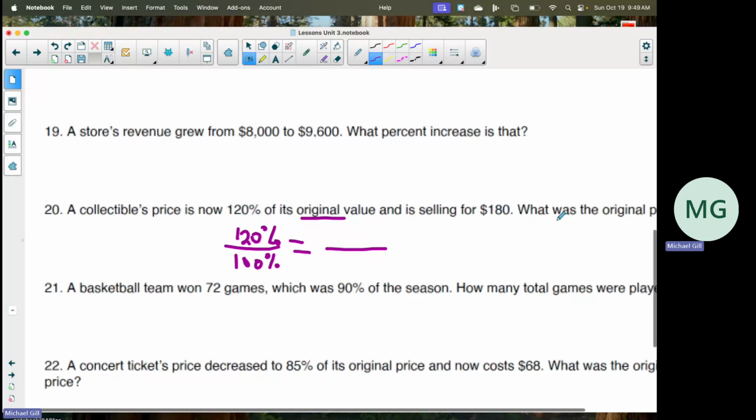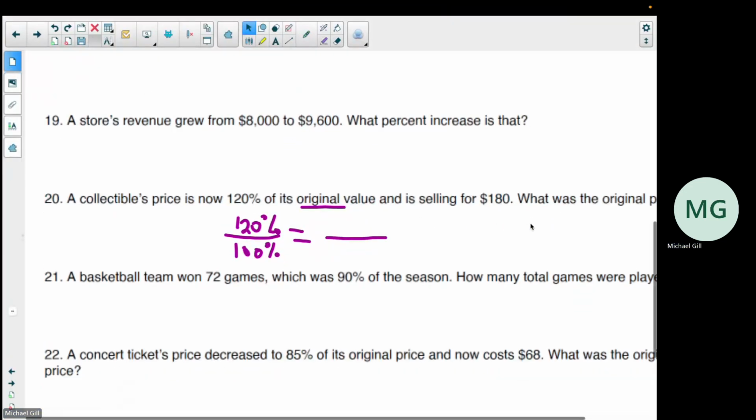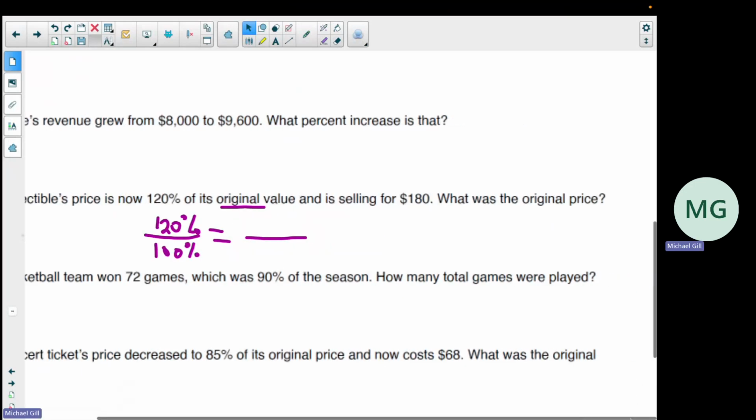But here's an even bigger key. How do I do this? Let me try. I don't know why that's not working. Oh, there. Ah, there we go.